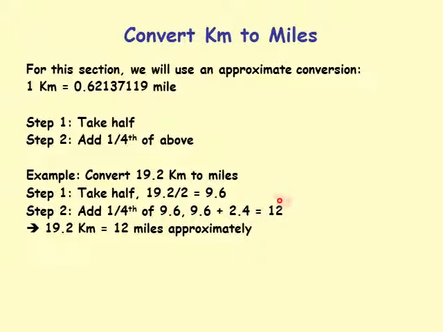So when we convert 12 miles, we got 19.2 kilometers. When we convert back 19.2 kilometers, we got 12 miles, and we did not use a reversal here. So 19.2 kilometers is equal to 12 miles approximately.